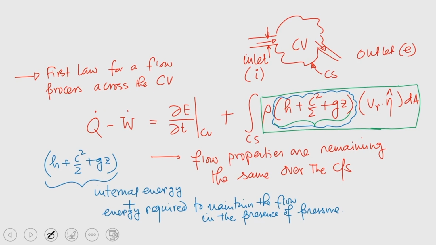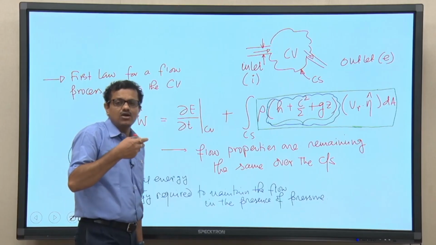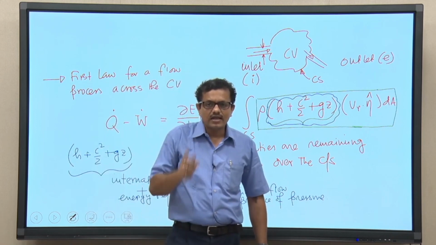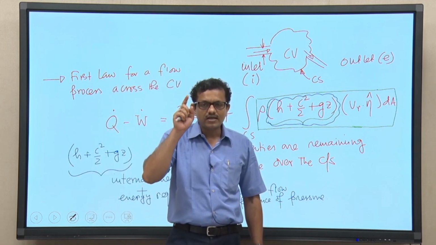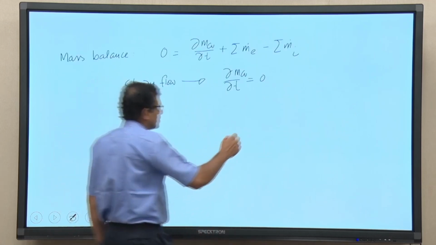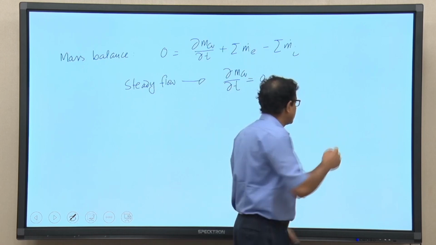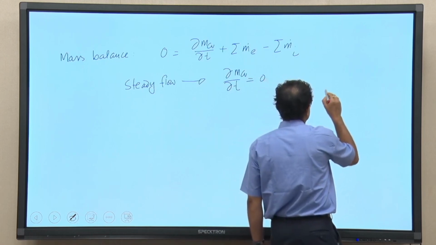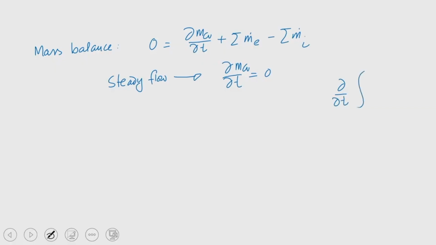So, this is the control surface, and this is the control volume. If you try to recall the Reynolds transport equation, the first term on the right hand side is ∂/∂t of the integral of rho eta dV, right. So, if we recall this in the context of the Reynolds transport theorem, we can write this equation.